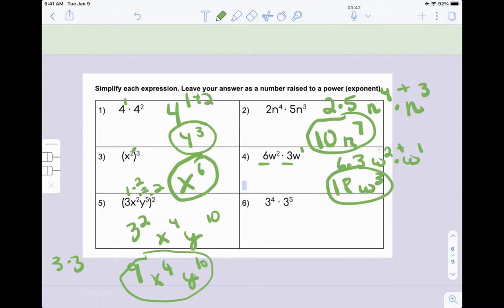And on the last example, we're multiplying and bases are the same, so we add the exponents. So we have 3 to the 4 plus 5, which is 3 to the 9th power.